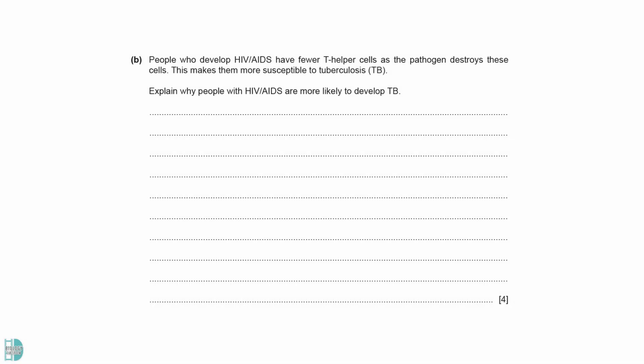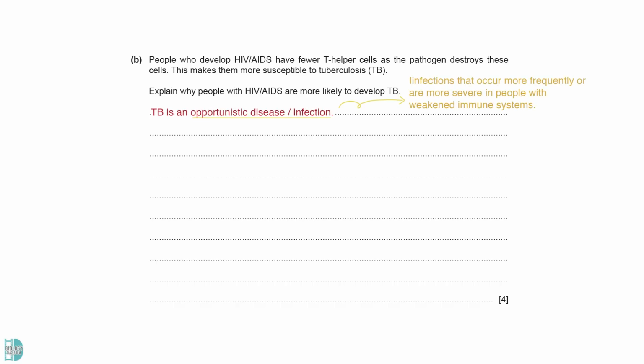B. Explain why people with HIV/AIDS are more likely to develop TB. TB is an opportunistic disease for HIV patients. Opportunistic diseases or infections are infections that occur more frequently or are more severe in people with weakened immune systems, including HIV. Then, provide the details of how HIV weakens a person's immune system.